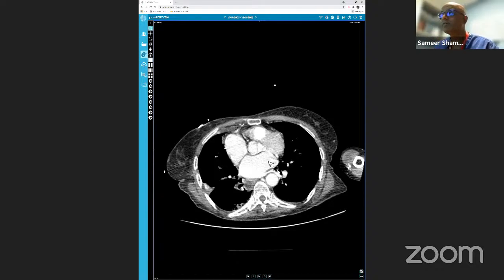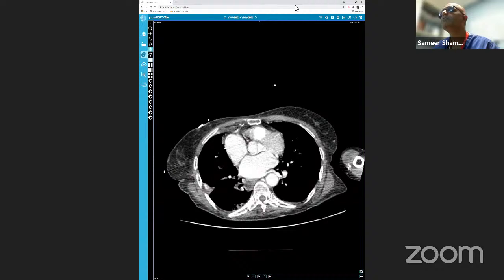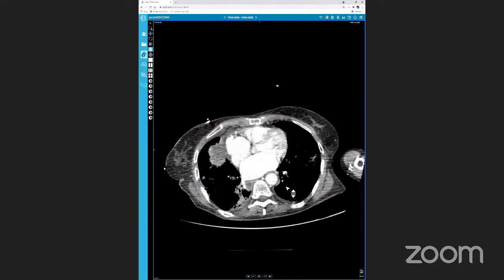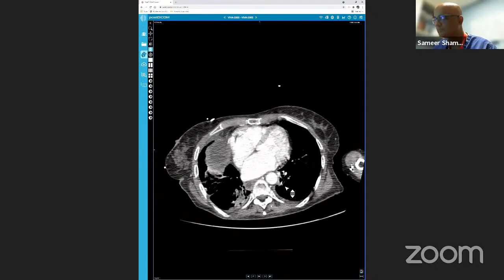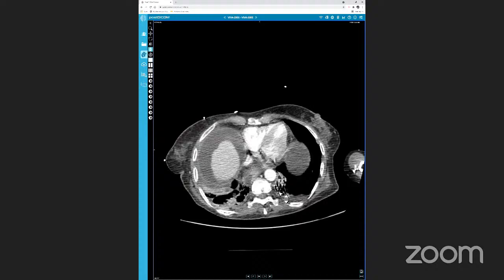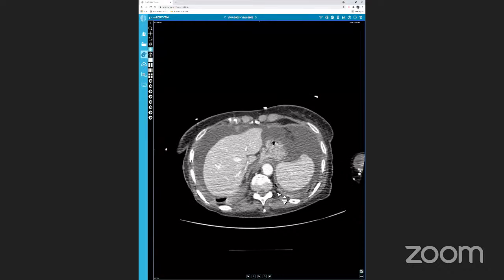So are you okay to scroll, or do you want me to scroll through? Click on the image. So this is a contrast enhanced CT. Scroll all the way through first, and then focus on some areas.